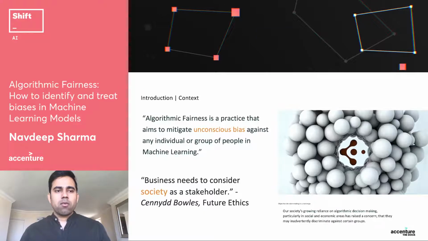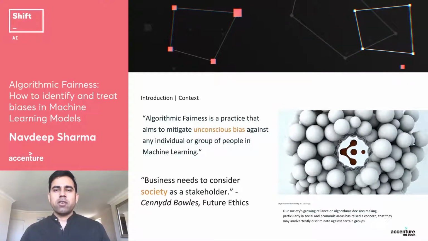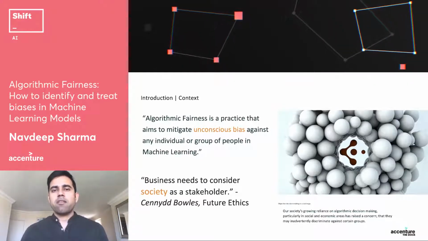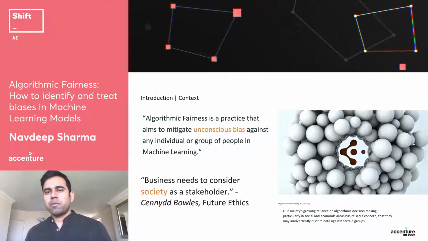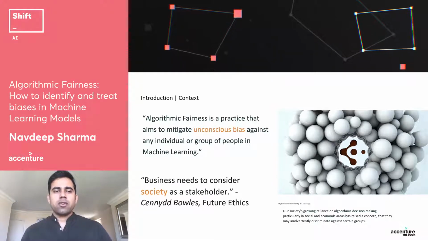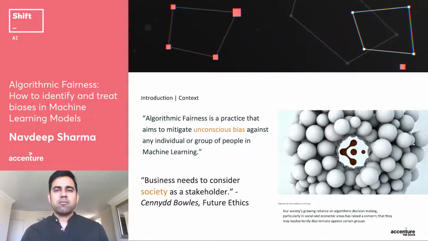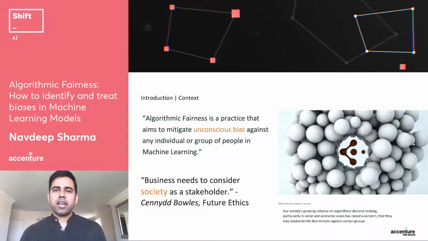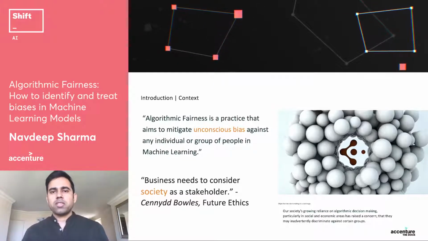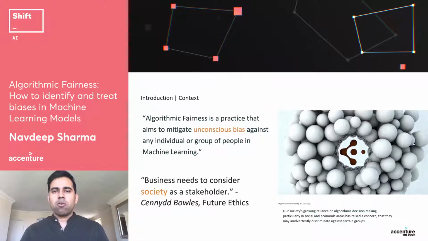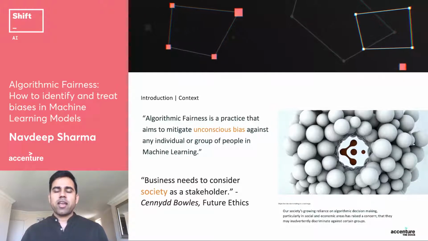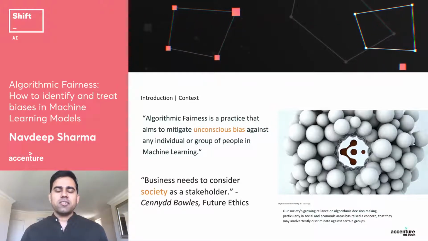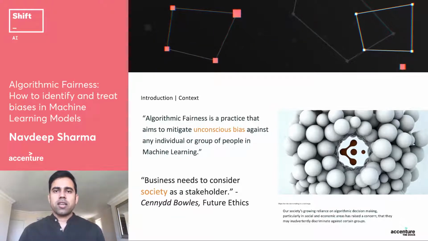Okay, what is algorithmic fairness? The very definition of algorithmic fairness should be derived from the business as well as the business's impact on individual people. But in very generic terms, algorithmic fairness is a practice that aims to mitigate unconscious bias against any individual or any group of people in machine learning. As we rely more and more on machine learning and data-driven automated decision making, it's important that for any new solution, businesses need to consider society as a key stakeholder in their process.